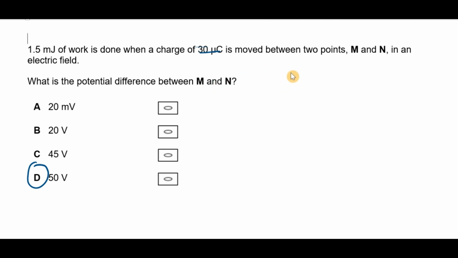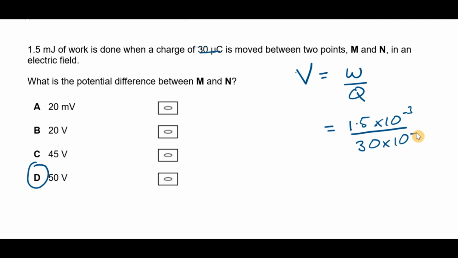Well, really easy question this one, as long as we remember that potential difference is equal to the work done per unit of charge. So we're told the amount of work done is 1.5 millijoules. That's 1.5 times 10 to the minus 3 joules. And we're told the charge is 30 microcoulombs, or 30 times 10 to the minus 6 coulombs. So the potential difference, just divide those two numbers, is going to come out as 50 volts.